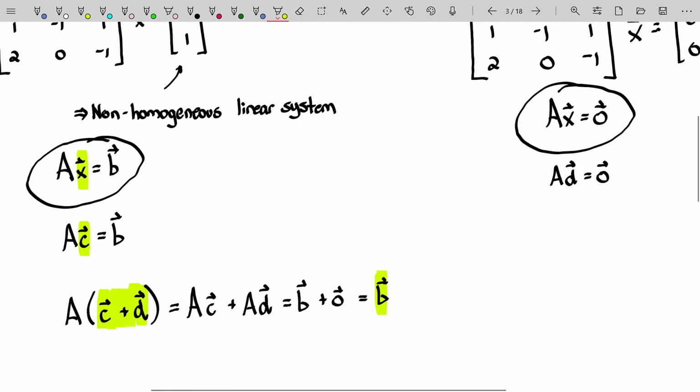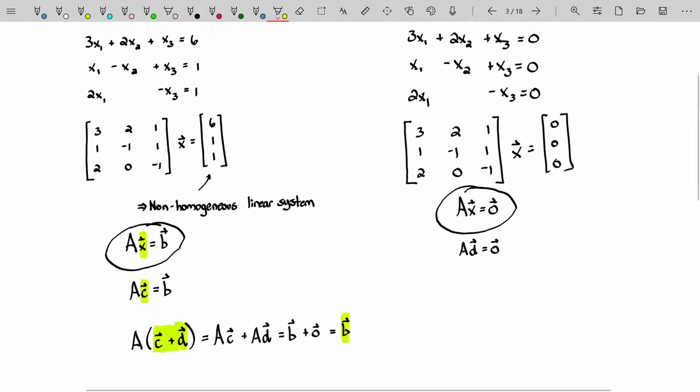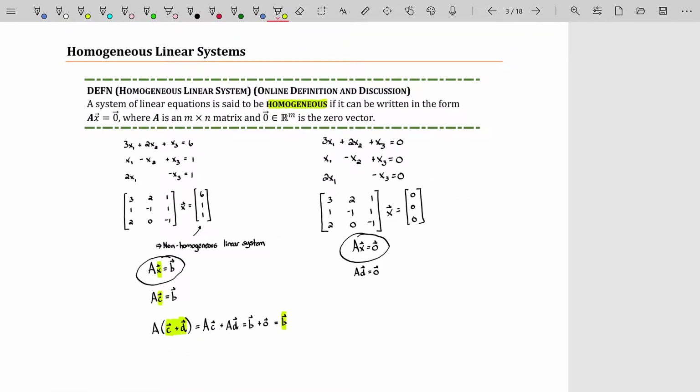So this is a very important point to make. Homogeneous linear systems are critical for your success in linear algebra because the solutions to them end up being part of the solutions to non-homogeneous systems. Now that's it for this video, very short video, but I just want to sneak this in here with a little bit of extra theory.